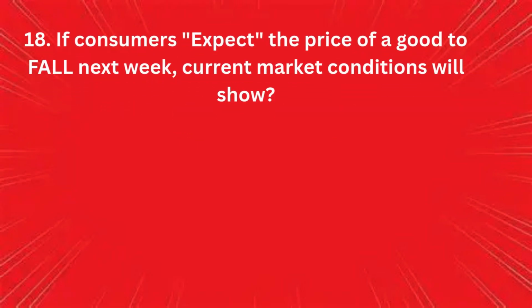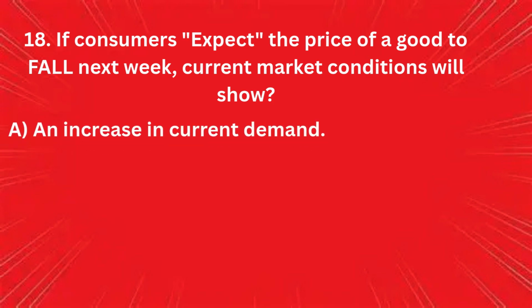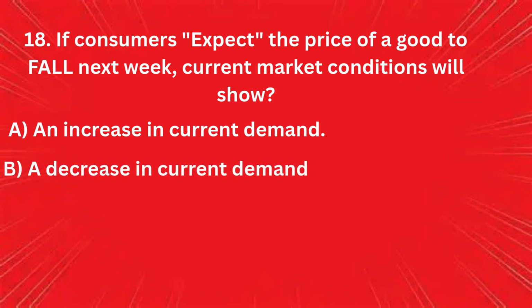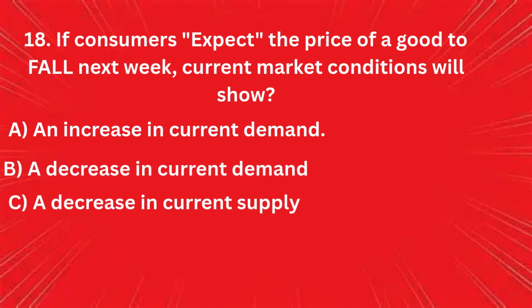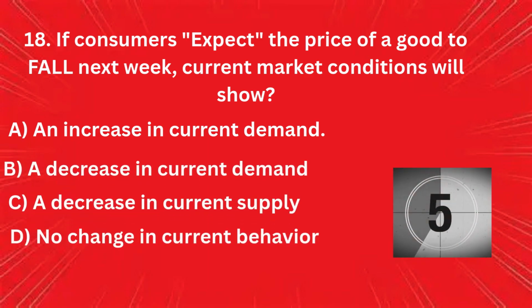18. If consumers expect the price of a good to fall next week, current market conditions will show A. an increase in current demand. B. a decrease in current demand. C. a decrease in current supply. D. No change in current behavior.